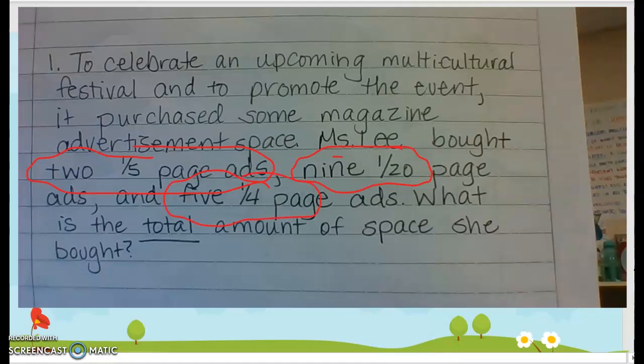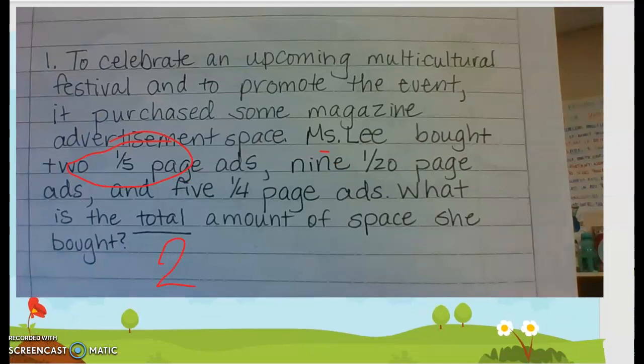Okay, there's a couple ways that you could do this. Let's start with this first one that says two 1/5 page ads. We could do 2 times 1/5, right? That's pretty easy. We just put a 1 under this one, and that equals 2/5. Okay, that's not too hard.